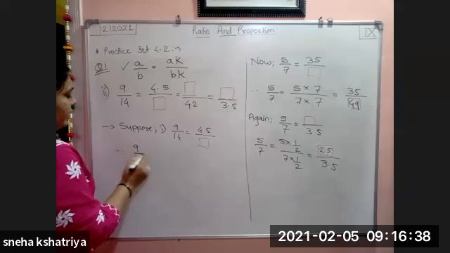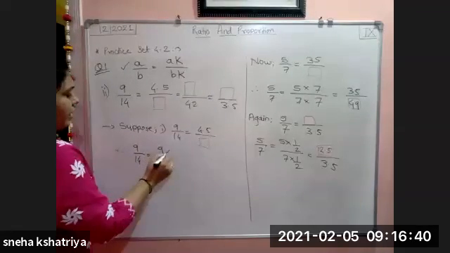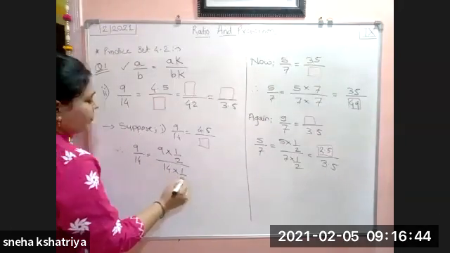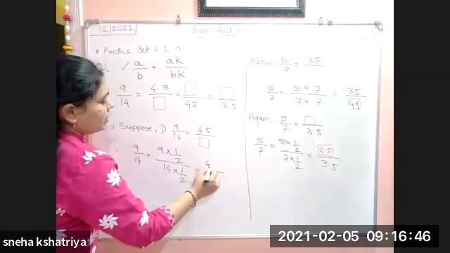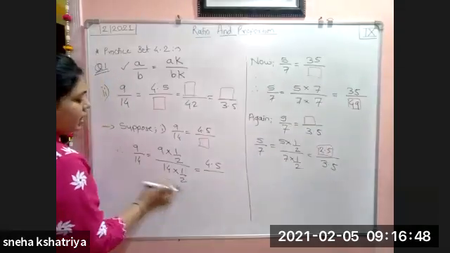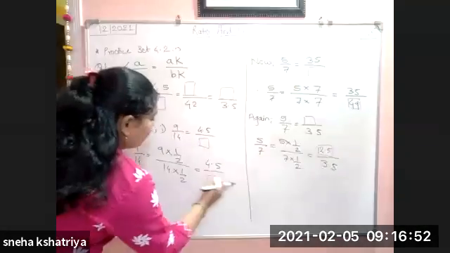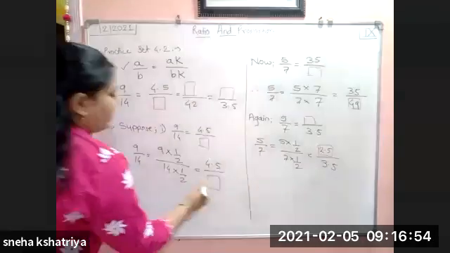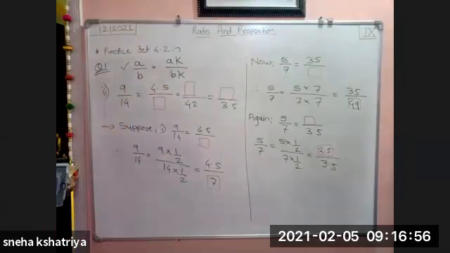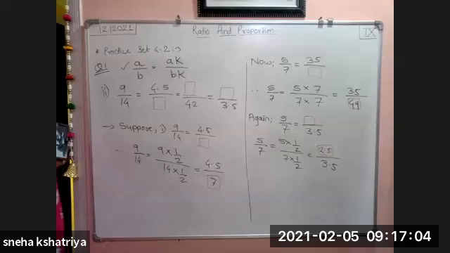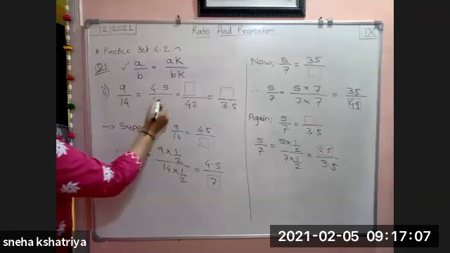Therefore, 9 upon 14 is equal to 9 multiplied by 1 by 2, divided by 14 multiplied by 1 by 2, which is equal to 4.5 as it is, divided by 2, and at the box you will get the value 7. 14 divided by 2, 2 7s are 14. So you will get this value 4.5 divided by 7. This is your first value, 7.